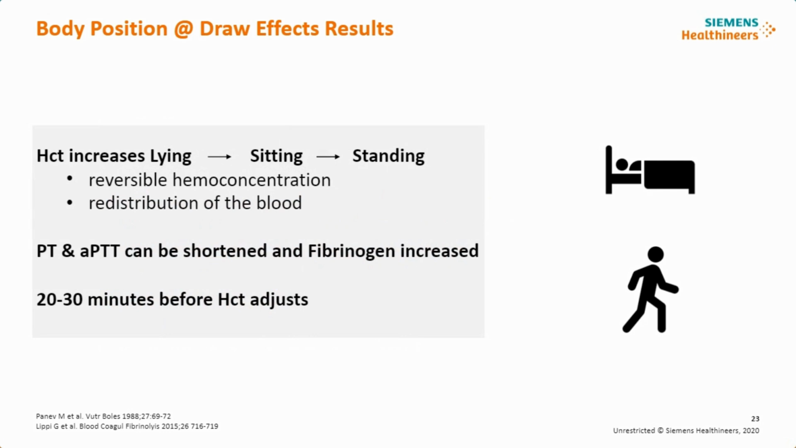So we know that hematocrit increases lying, sitting, and then standing. That results in a kind of reversible hemoconcentration or the redistribution of blood. So it's important to know that if the patient is about to get any type of hemostasis testing, have the patient sit for a period of time, at least 20 to 30 minutes, before the hematocrit adjusts, and then draw the patient's blood to ensure that there isn't a hematocrit effect, or a body position effect on your coagulation testing.